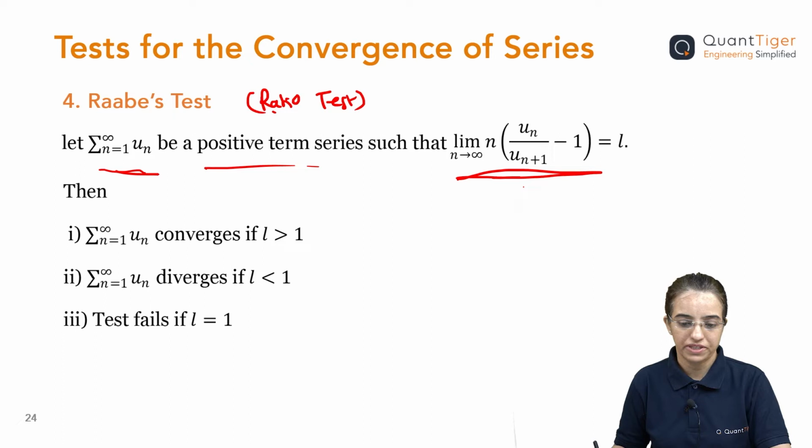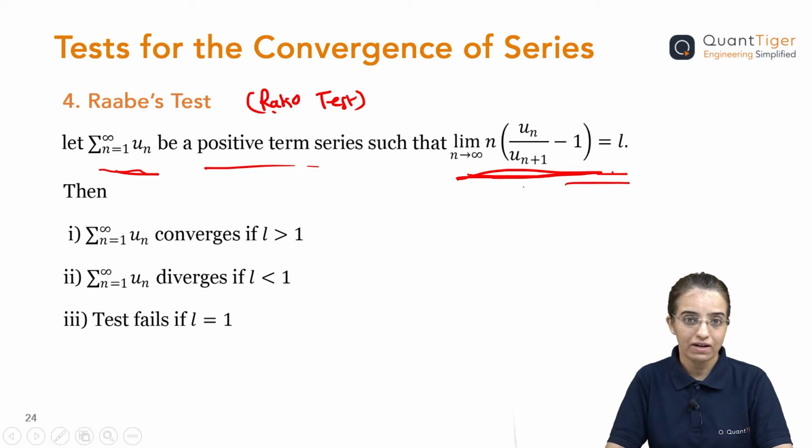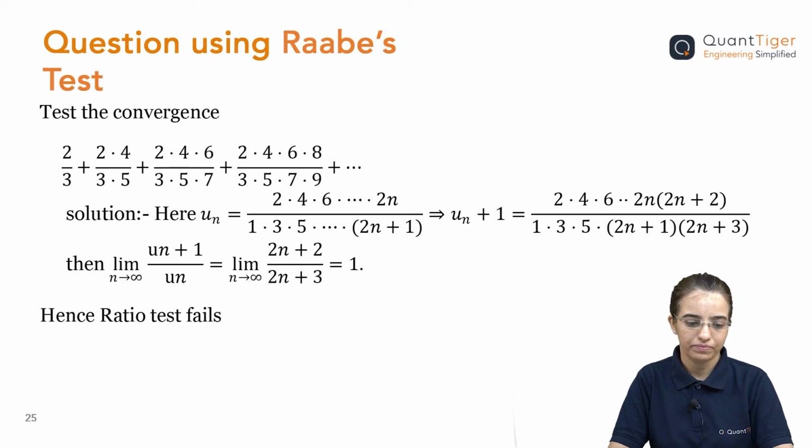We then check whether the answer is greater than 1, less than 1, or equal to 1. Depending on that, we will decide. If by taking the ratio you get an answer greater than 1, then it is convergent. If the answer is less than 1, then it is divergent, and if it is equal to 1, then the test fails. Let us go into more detail by taking one question.